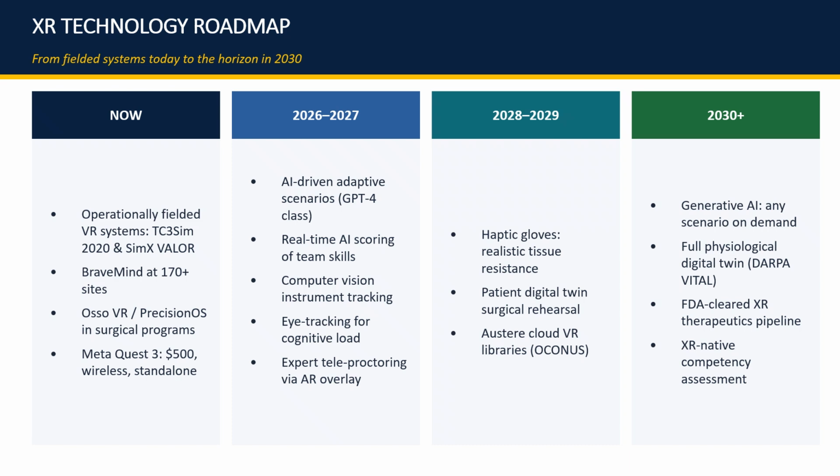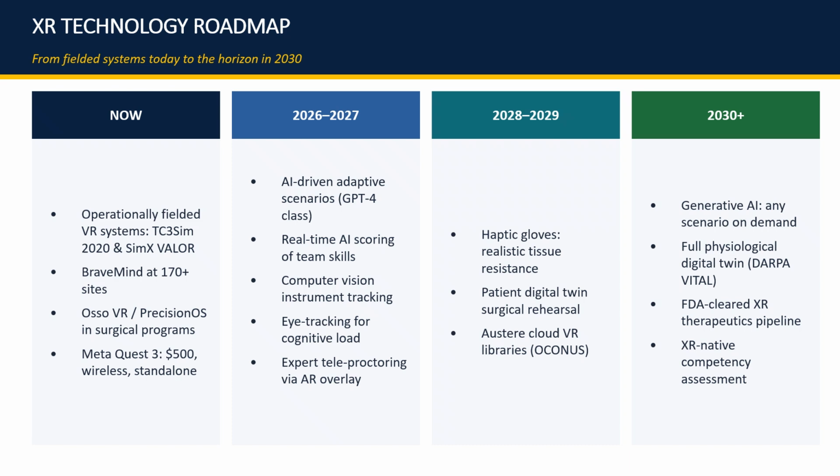Haptics is the remaining major gap. However, realistic tissue resistance is possible with haptic gloves, and austere cloud VR libraries will improve the access to virtual environments. And patient-specific digital twins will allow you to rehearse an operation on a virtual replica built from the patient's own CT scans before you touch the patient.